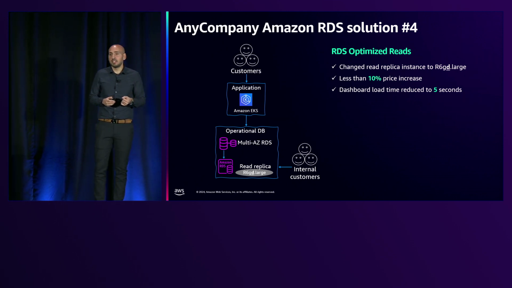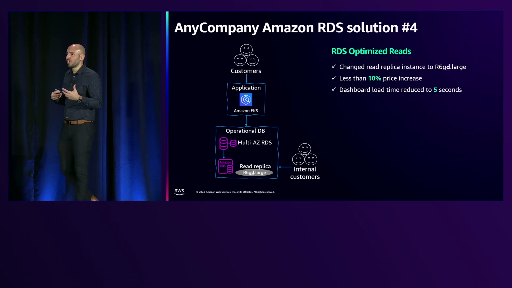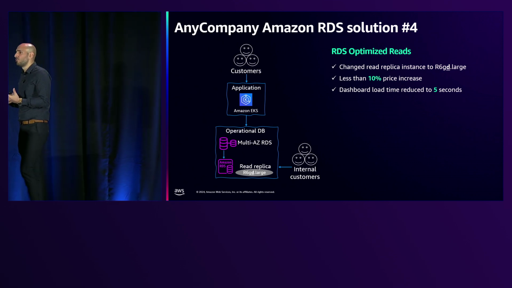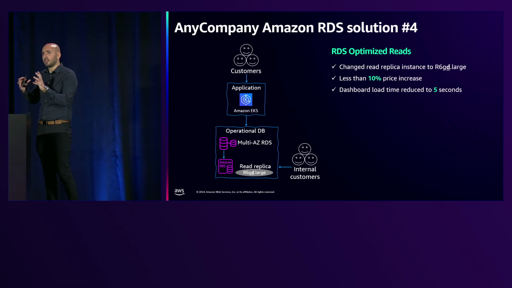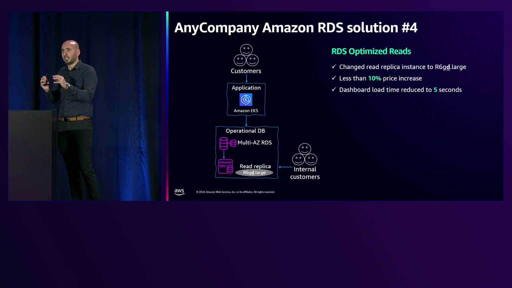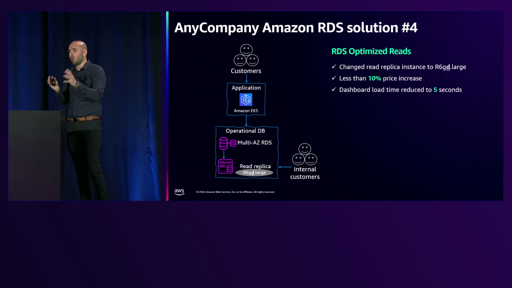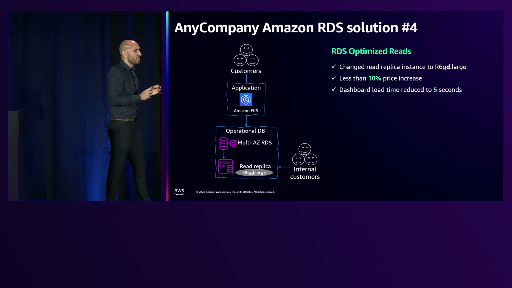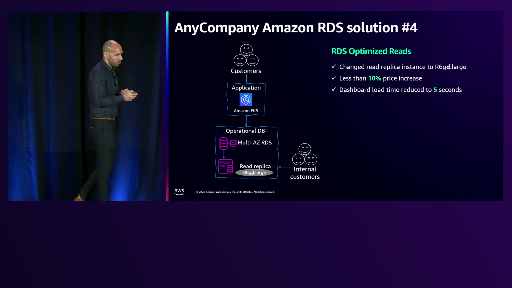So if you are facing issues where a lot of temporary objects are being written to the disk because of complex queries that need to store intermediate results for sorting or group by or order by operations or join operations, RDS optimized reads could be a great candidate for your problem.